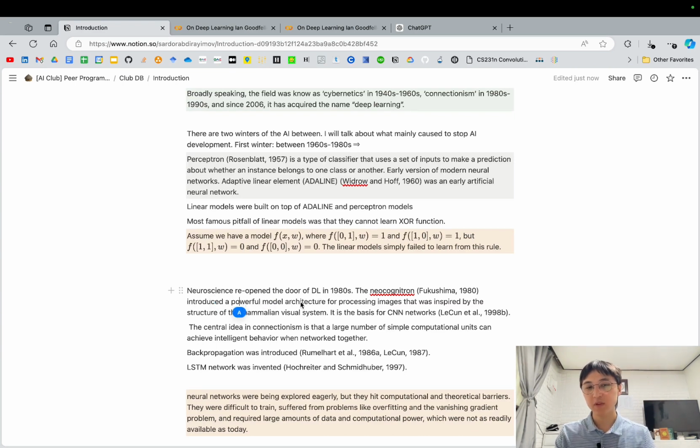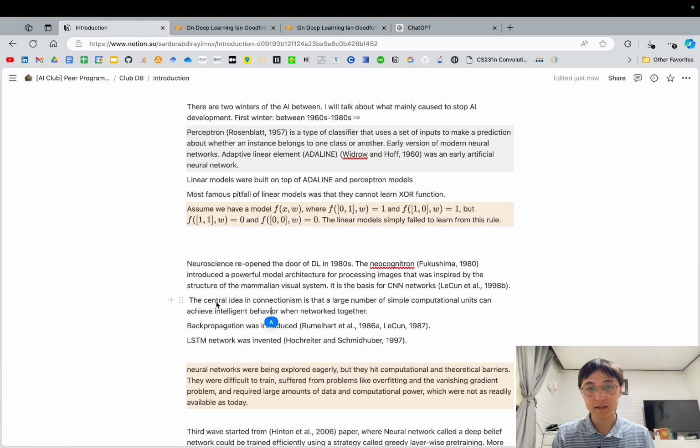When neuroscientists analyzed it, Mr. Fukushima looked at the structure of the mammalian visual system and tried to build a model architecture based on it, and it worked. CNNs are also based on that. That gave scientists the motivation to say: let's restart and continue doing this kind of research in AI. Then the central idea in connectionism is that a large number of simple computational units can achieve intelligent behavior when networked together.